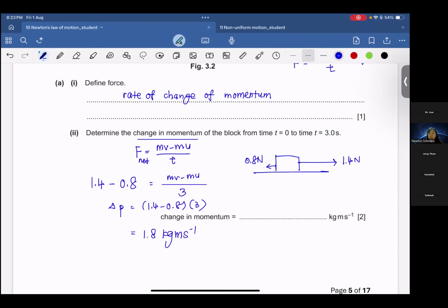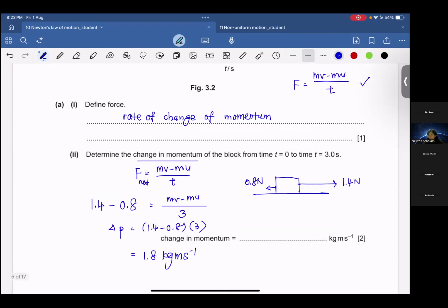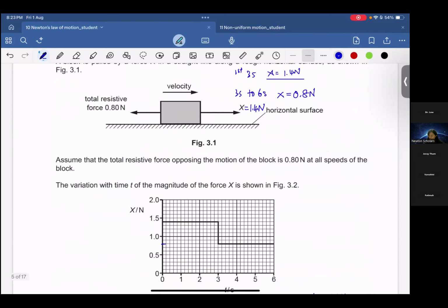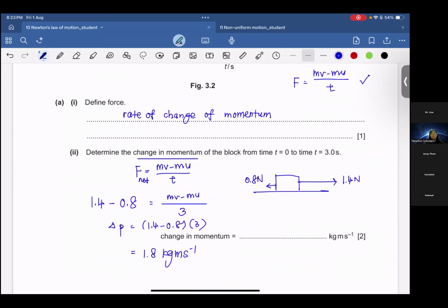Okay, other than Prasan, any others cannot get the answer? Is it okay for this question? 0 to 3 seconds. X is 1.4. Resistive force at all speeds will be 0.8. So we minus it. Okay, just apply the formula. Any of you got questions? If no questions, respond to me. Then we proceed to page number 6.